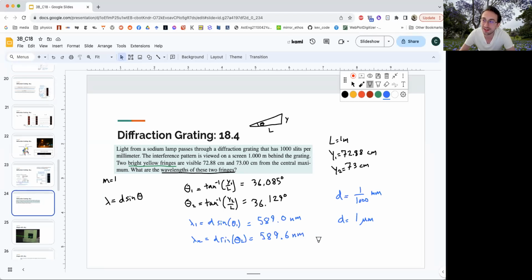So you can see these are very similar wavelengths. But that's the beauty of diffraction gratings, is that by having lots of these openings, we make the bright spots very, very narrow. So we can actually tell the difference between a 72.88 bright spot and a 73 centimeter bright spot. So that's a small distance, but you can measure it with some computer software, taking a picture and measuring the pixels, or with a micrometer or some device. And that lets us tell apart these very, very similar colors.